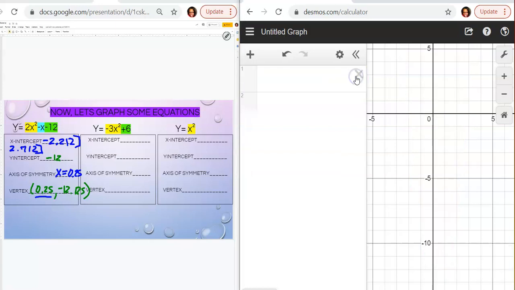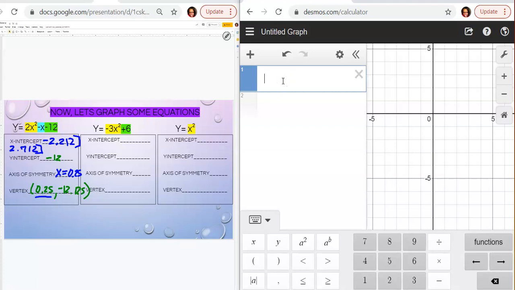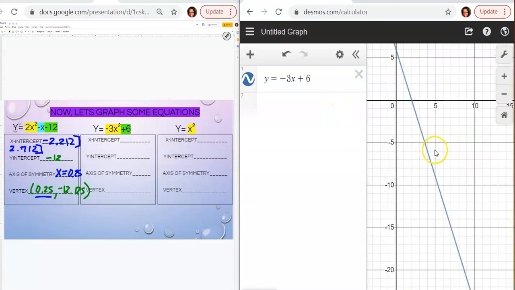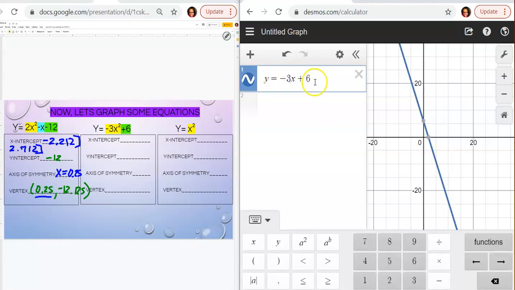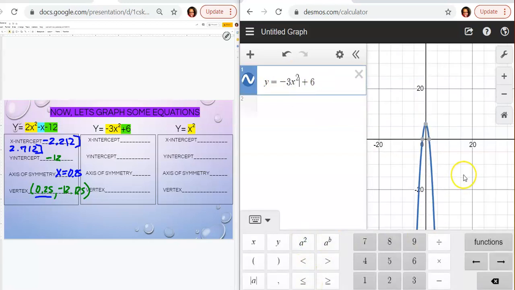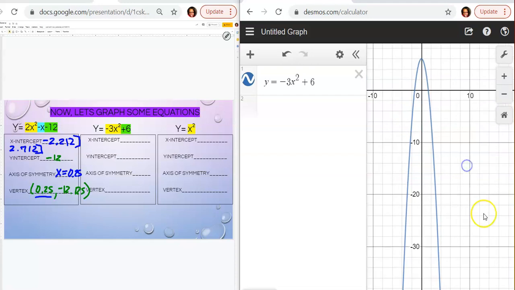All right, so I'm going to exit this out, and I want to go to Desmos, and I'm going to click and type in the new equation. So the equation is y is equal to negative 3x plus 6. All right, and as you can see, this is a little big on my screen, and I forgot the square. That's why it looks like that too. So we'll put the square in. All right, so here we go.